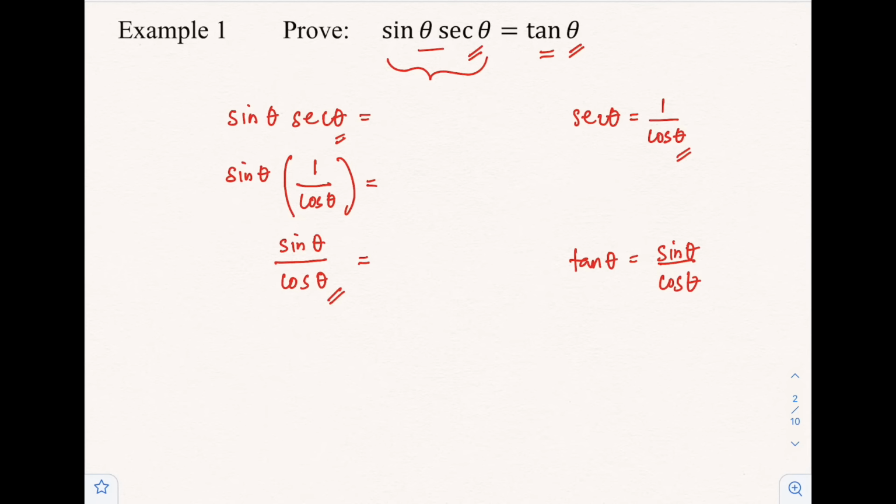Okay? So, kung gagamitin natin to guys, ibig sabihin, yung sine theta over cosine theta natin is equals kay tangent theta, which is equals dun sa ating right side na tangent theta. Okay? So, therefore, sine theta times secant theta is equals kay tangent theta. Naintindihan ba, guys? So, let's have another example.